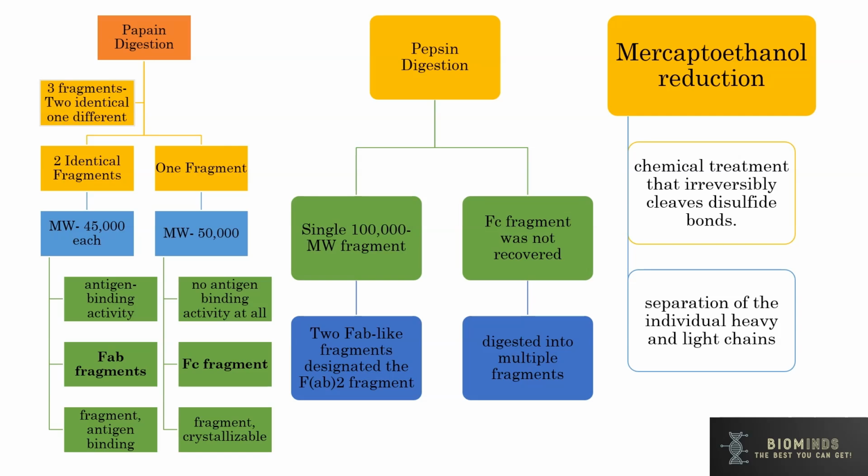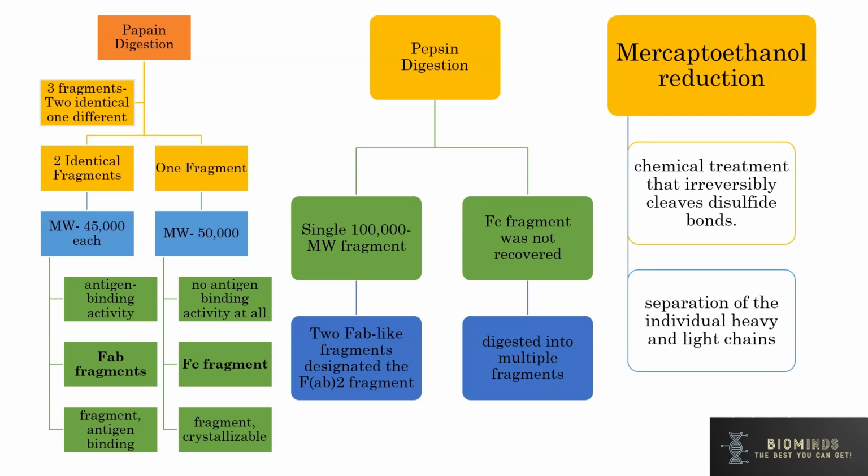With papain digestion, we generally get three fragments, two identical and one different. The molecular weight of the identical fragments is 45,000 each, meaning there are two, one is 45, another is 45. The one fragment which is generated, which is not identical, has a molecular weight of 50. The two identical fragments have antigen binding activity. So there is something in the structure that can bind to the antigen. Therefore, they are known as Fab fragments. So just remember these Fab fragments.